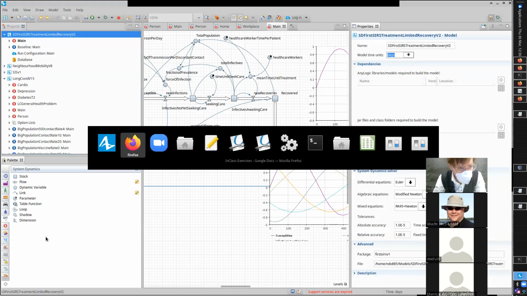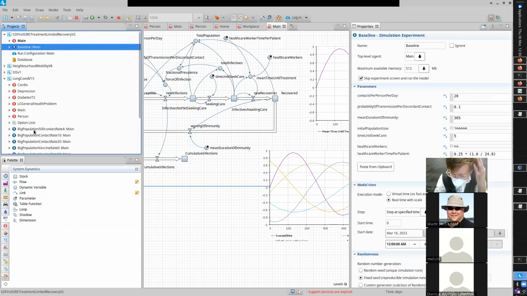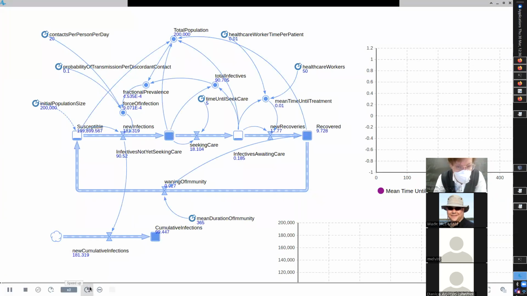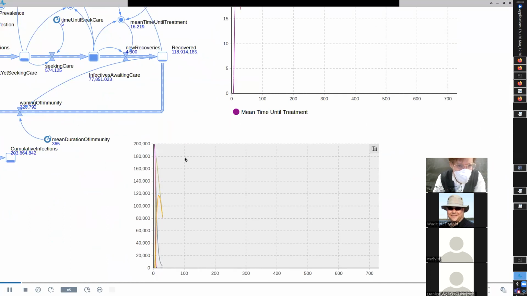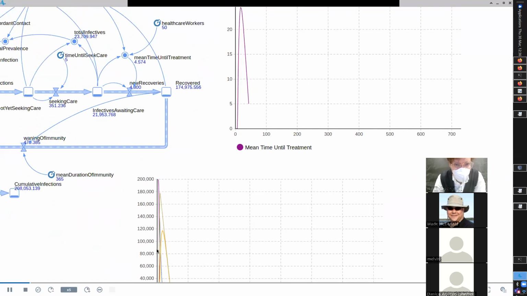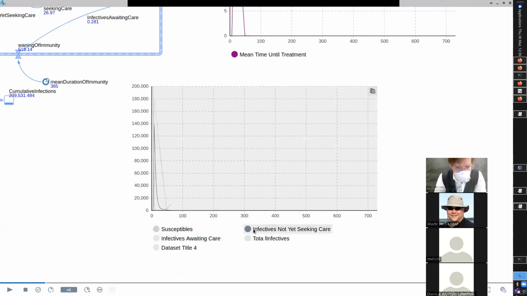Okay. So ladies and gentlemen, when we observe this running, what we're going to see is that in this initial phase, people get infected at very large numbers. And because they get infected at very large numbers, the time until they can be treated is much higher, which allows the number of infectives to remain elevated for a while. Okay, you'll notice that the number of infectives not yet seeking care has a rather sharp increase.